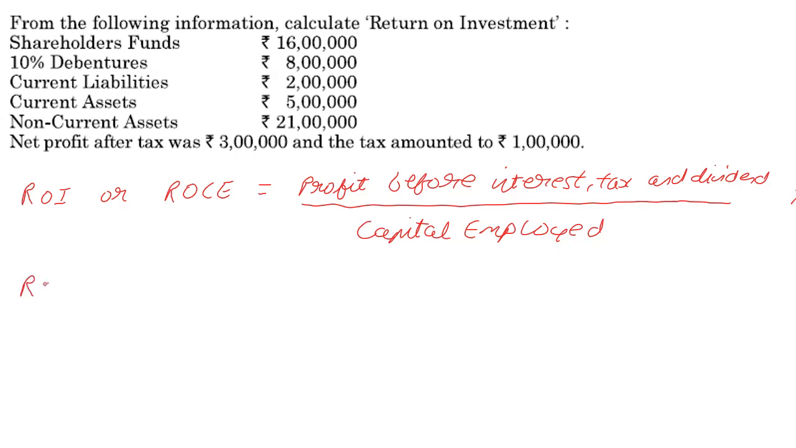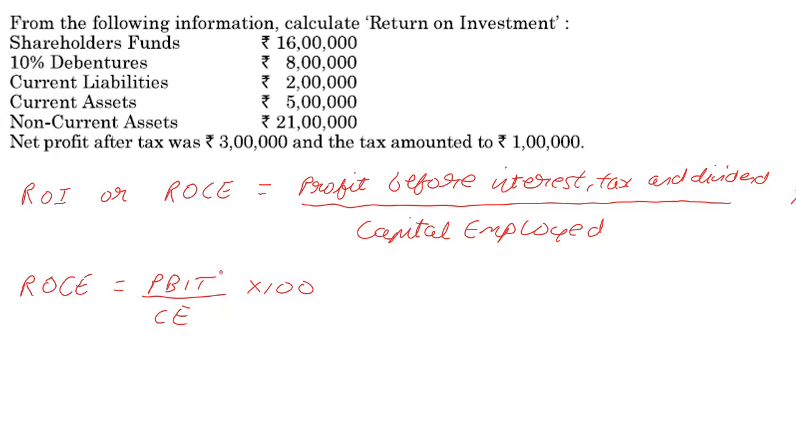ROC is much better and more precise, but ROI and ROC are one and the same, equal to profit before interest and tax upon capital employed into 100. And the reason I don't bother with dividend is because dividend is a payment made after tax. So the fact that it is before tax and before interest means dividend also has not been paid.